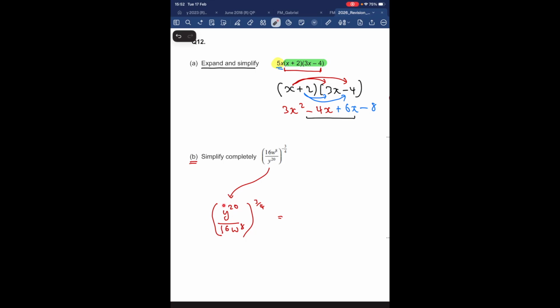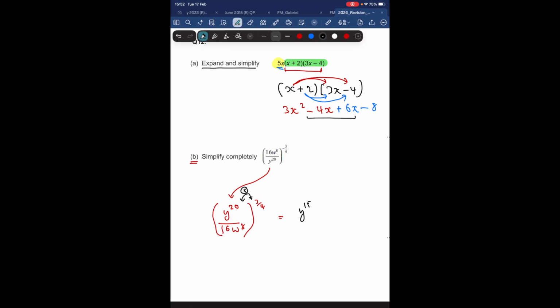The first thing to do is to look at the y to the power of 20 in the numerator, which is raised to the power of 3/4. When you have a power raised to a power, indicated by the bracket, we multiply the powers together. So 20 times 3/4, on a calculator, gives you 15. So on the top, you're going to have y to the power of 15.